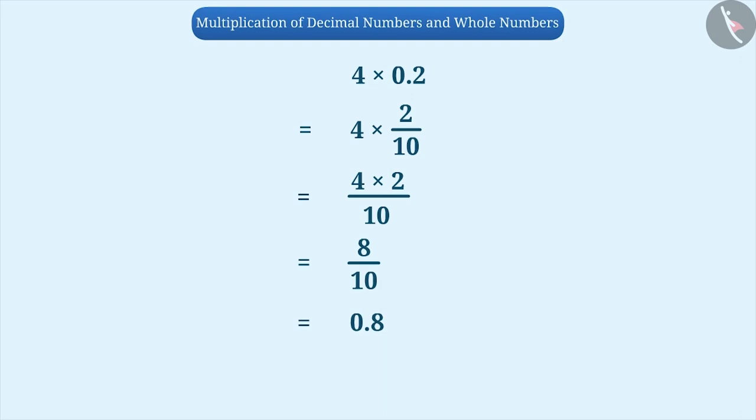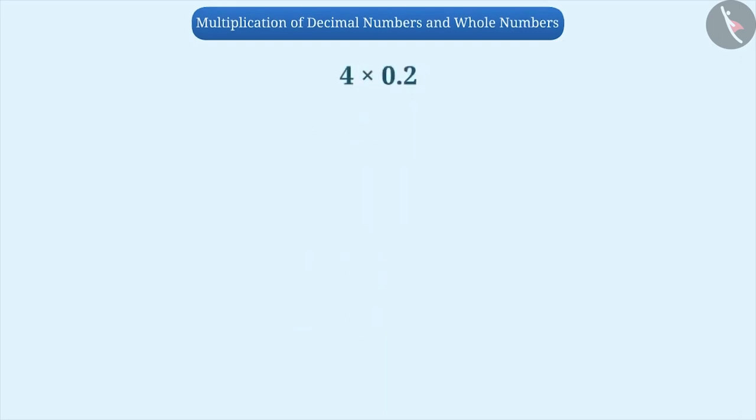There is one more interesting method to multiply decimal numbers. In this method, we will write the numbers to be multiplied one below the other. Then, we will ignore the decimal point and multiply them the same way we multiply whole numbers. After finding the answer, we will count the number of digits after the decimal point in the given numbers to be multiplied. Since 4 is a whole number, there will be no digit after the decimal point. In 0.2, there is 1 digit after the decimal point.